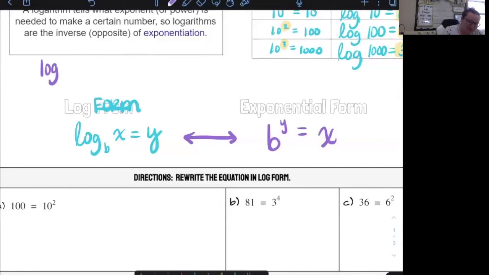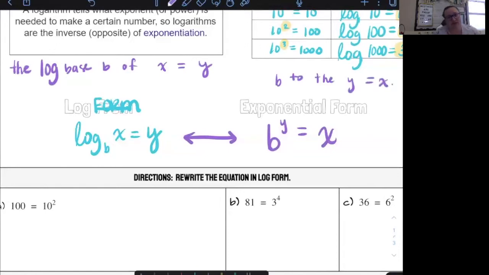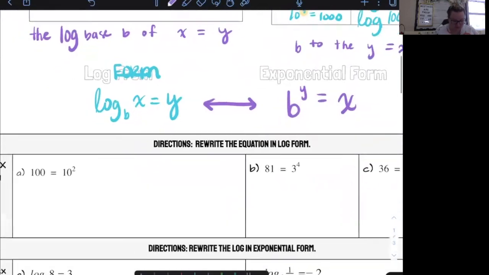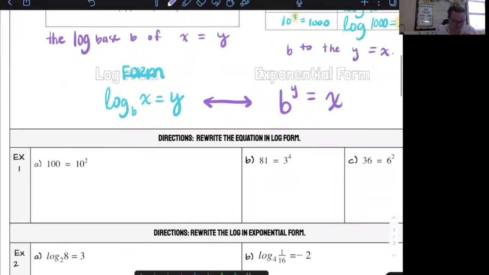So you would read this as the log base b of x equals y. And then of course you should be able to read this one, b to the y equals x. So we can go back and forth between log form and exponential form. So let me show you some examples of that.